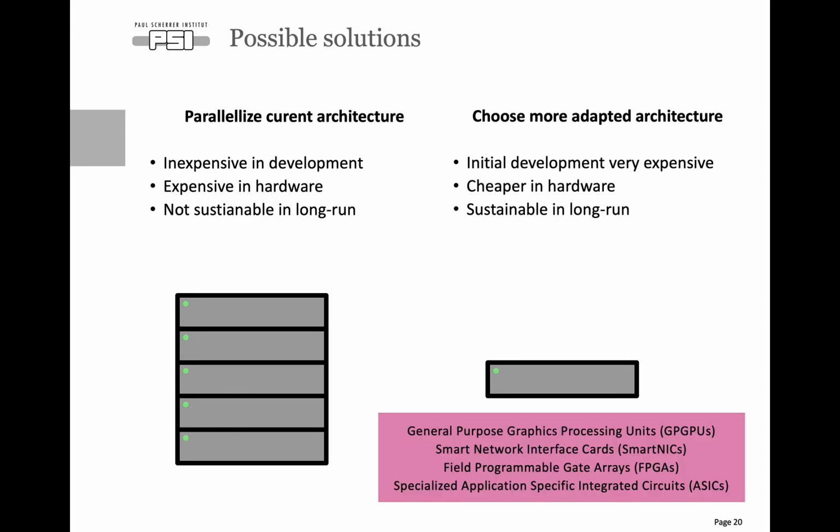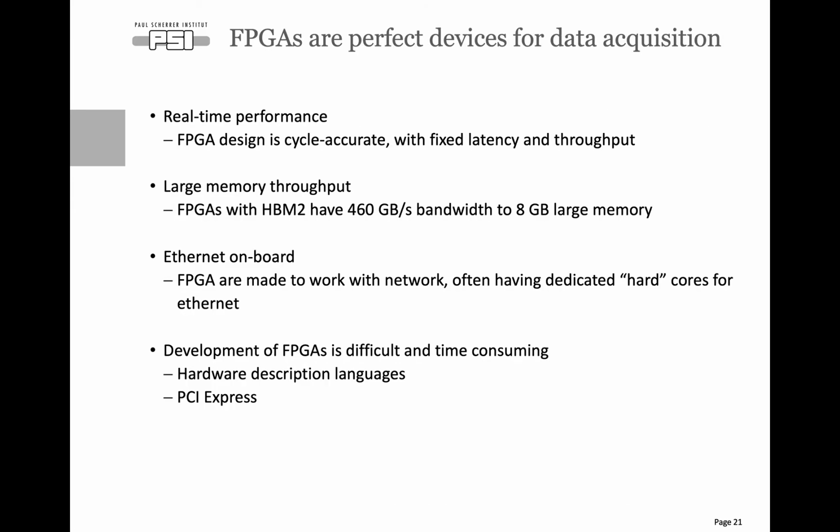There are multiple solutions on the market currently to help in handling big data. There are GPUs, there are smart network cards, there are field programmable gate arrays, and there are specialized ASICs. Now, among these four, actually FPGAs are a perfect device. First of all, FPGAs are cycle accurate with fixed latency and throughput for the procedures. They have very large memory throughput. So HBM2 enables FPGAs to have 460 gigabytes per second per single FPGA chip. FPGAs have Ethernet on board, so they can work directly with the network.